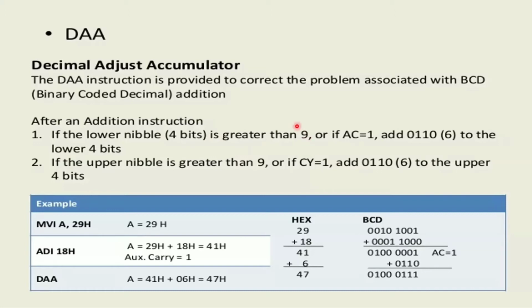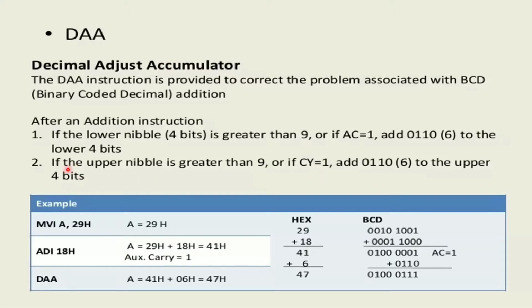So if the result is greater than 9, or if auxiliary carry is 1, you know auxiliary carry, right? The carry generated from the lower nibble to the higher nibble is called auxiliary carry. So if the lower nibble is greater than 9, or if auxiliary carry is 1, then add 6 to the result. That means to your lower 4 bits.